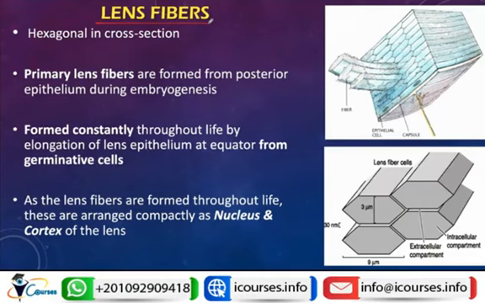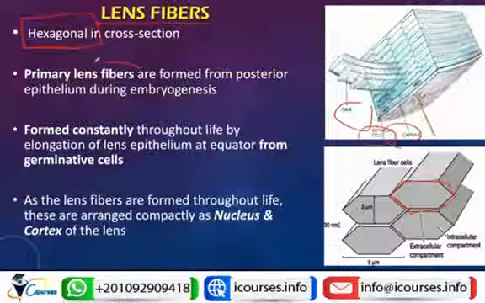So we have here the capsule and then the lens epithelium, and the lens epithelium will enclose the fibrils. The fibrils are hexagonal in cross section. This is asked in the MCQ. As you can see here, it is hexagonal.